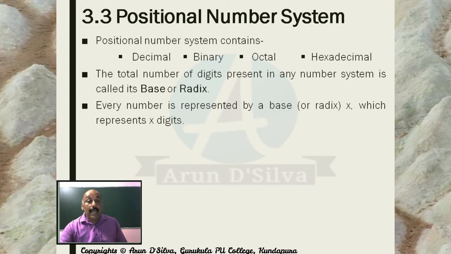So that means every number system with base x has x digits. Decimal means 10 digits. Binary means 2 digits. Octal means 8 digits. Hexadecimal means 16 digits.